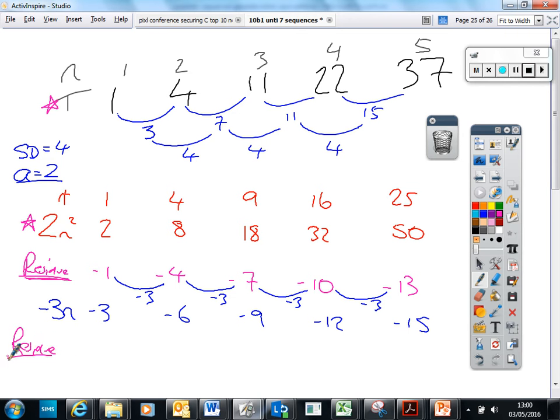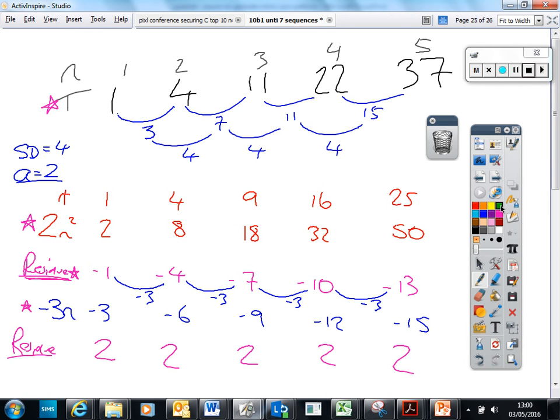This residue is found by subtracting the 3n row from the residue we found earlier. In this case, minus 1 minus negative 3 is 2. Minus 4 minus negative 6 is 2. Minus 7 minus negative 9 is 2. Negative 10 take away negative 12 is 2. Negative 13 take away negative 15 is 2.